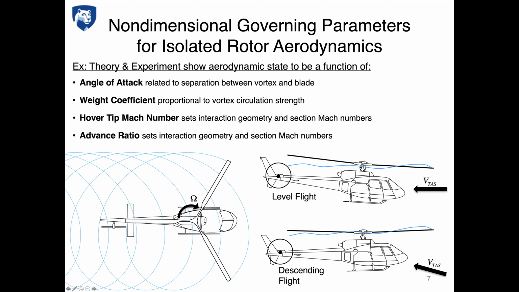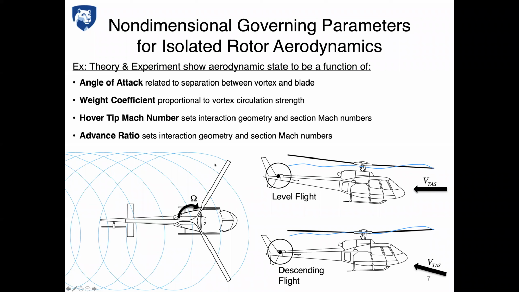The weight coefficient, and this is essentially a non-dimensionalization of the rotor thrust for steady flight. And that controls how strong these trailed vortices are. The hover tip Mach number, and then the advance ratio. The advance ratio being a non-dimensionalization of the forward speed with respect to the tip speed.